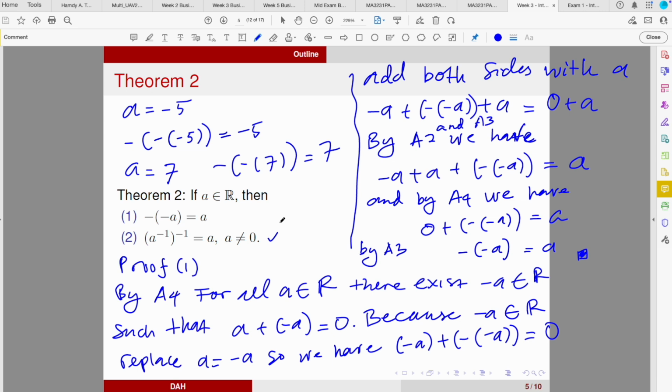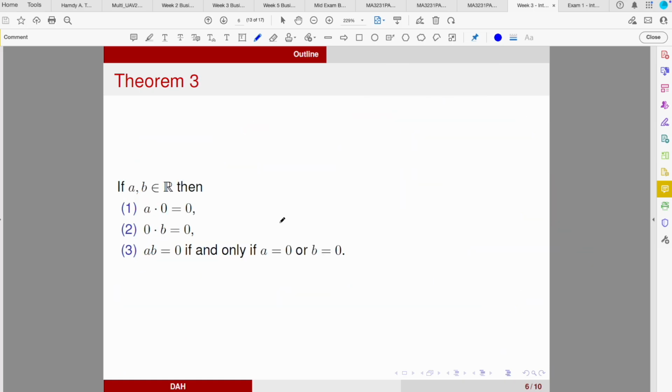That's theorem 2. Continue to one more. Look at this. Number 3, is it obvious? Any real number times 0 is 0. Yes, but actually you should prove this. From elementary school it already exists.